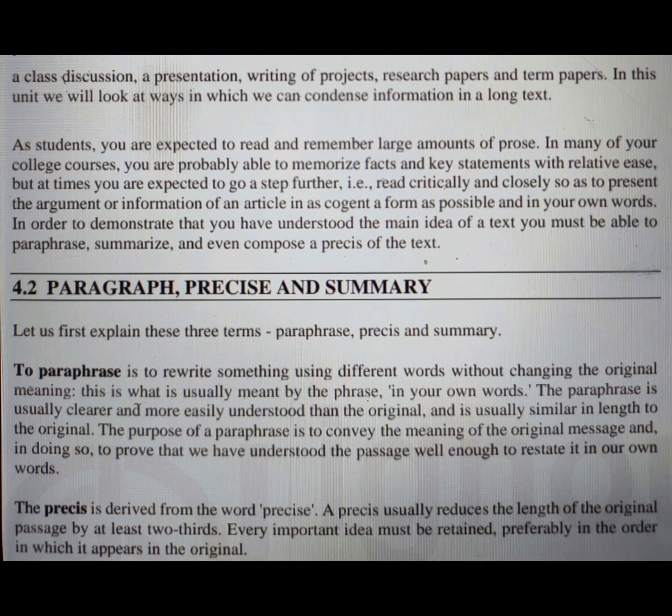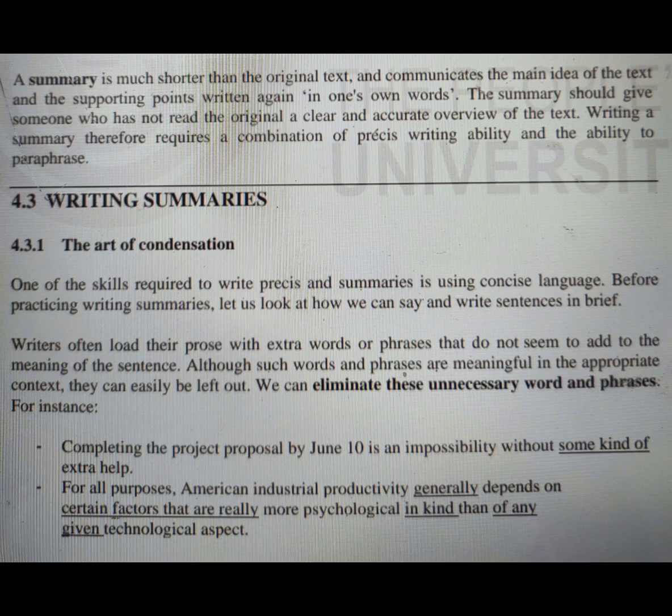The précis is derived from the word precise. A précis usually reduces the length of the original passage by at least 2/3. Every important idea must be retained, preferably in the order in which it appears in the original. A summary is much shorter than the original text, and communicates the main idea of the text and the supporting points written again, in one's own words. The summary should give someone who has not read the original a clear and accurate overview of the text. Writing a summary therefore requires a combination of precise writing ability and the ability to paraphrase.